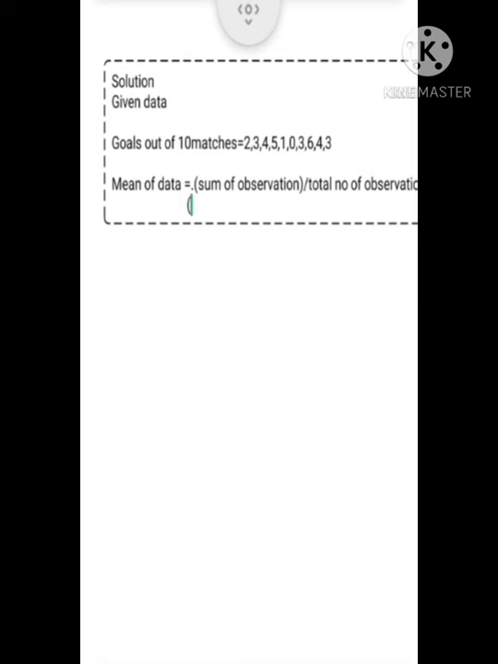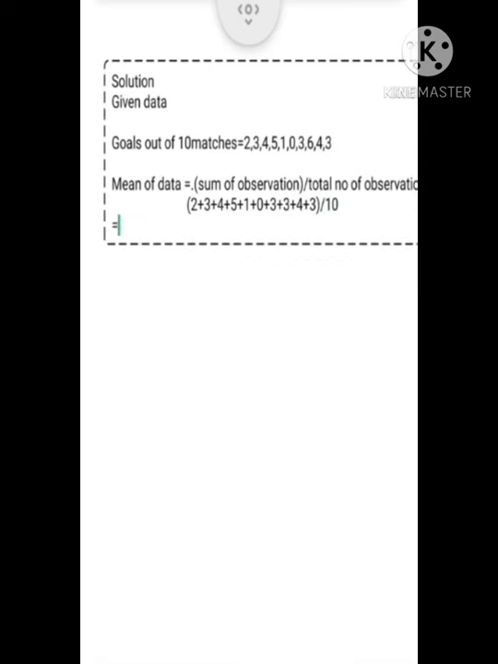So 2 plus 3 plus 4 plus 5 plus 1 plus 0 plus 3 plus 3 plus 4 plus 3. Next, what we have to take? Divided by 10, because the total number of observations is 10.